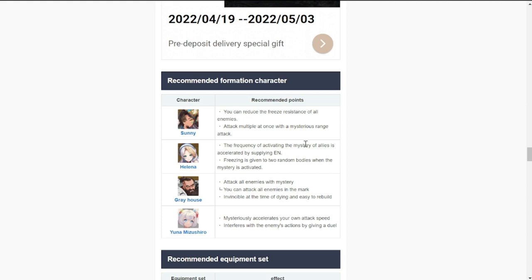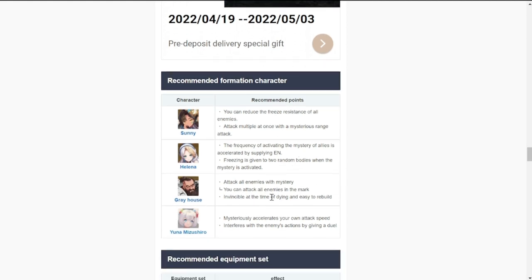I'm actually excited to use Sani since she came out, but definitely I think she will have more synergy with Crocell when Crocell comes out. And the other one is going to be Zephyr. She will definitely supply accelerated energy, and freezing is given to two random bodies when the Mysteries is activated. So this pertains to Zephyr. She also provides freezing in your teams as well.